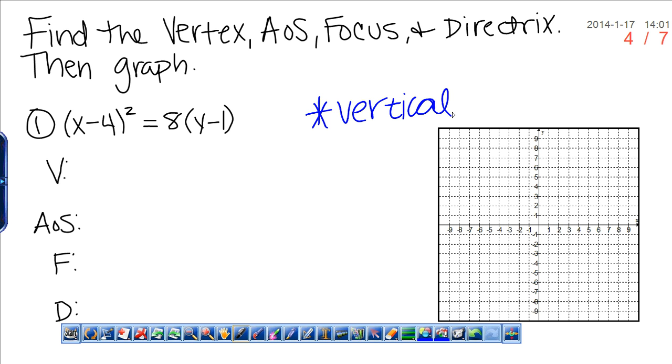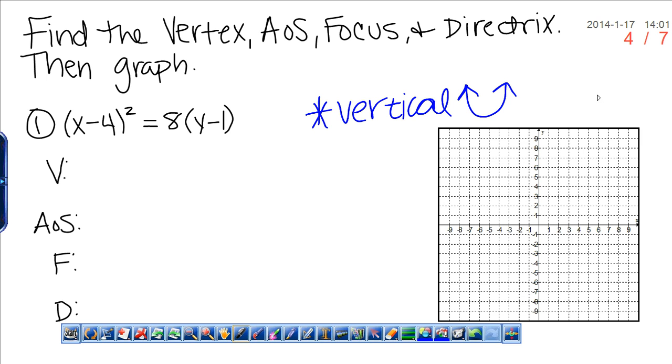To determine if this opens up or down, we have to look at the 4p value, this number right here. If this number is positive, it's going to open in the positive direction. If this number is negative, it's going to open negative. So which way is this going to open? Positive, which in a vertical parabola would be up. That's always your first few steps. You've got to determine what you're working with so that you know how to get there.